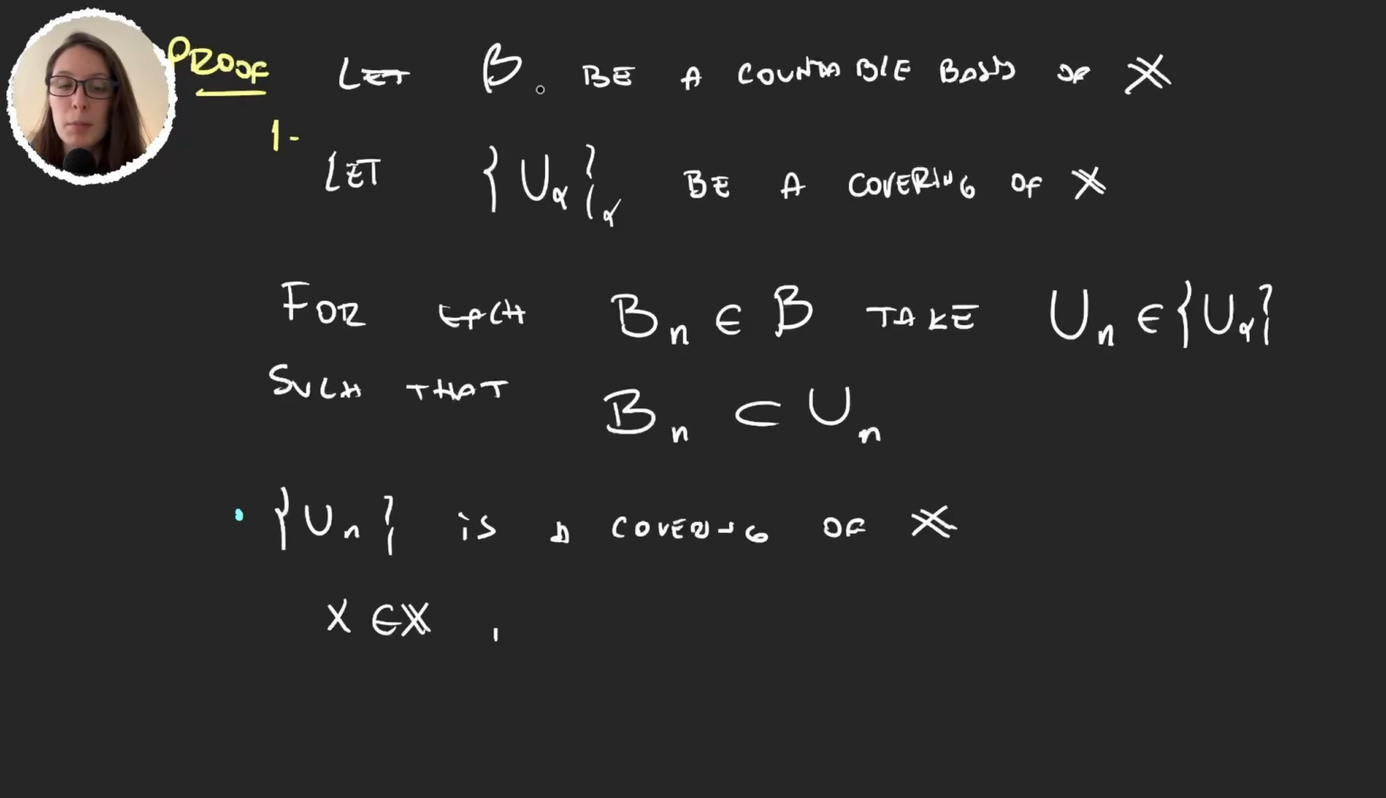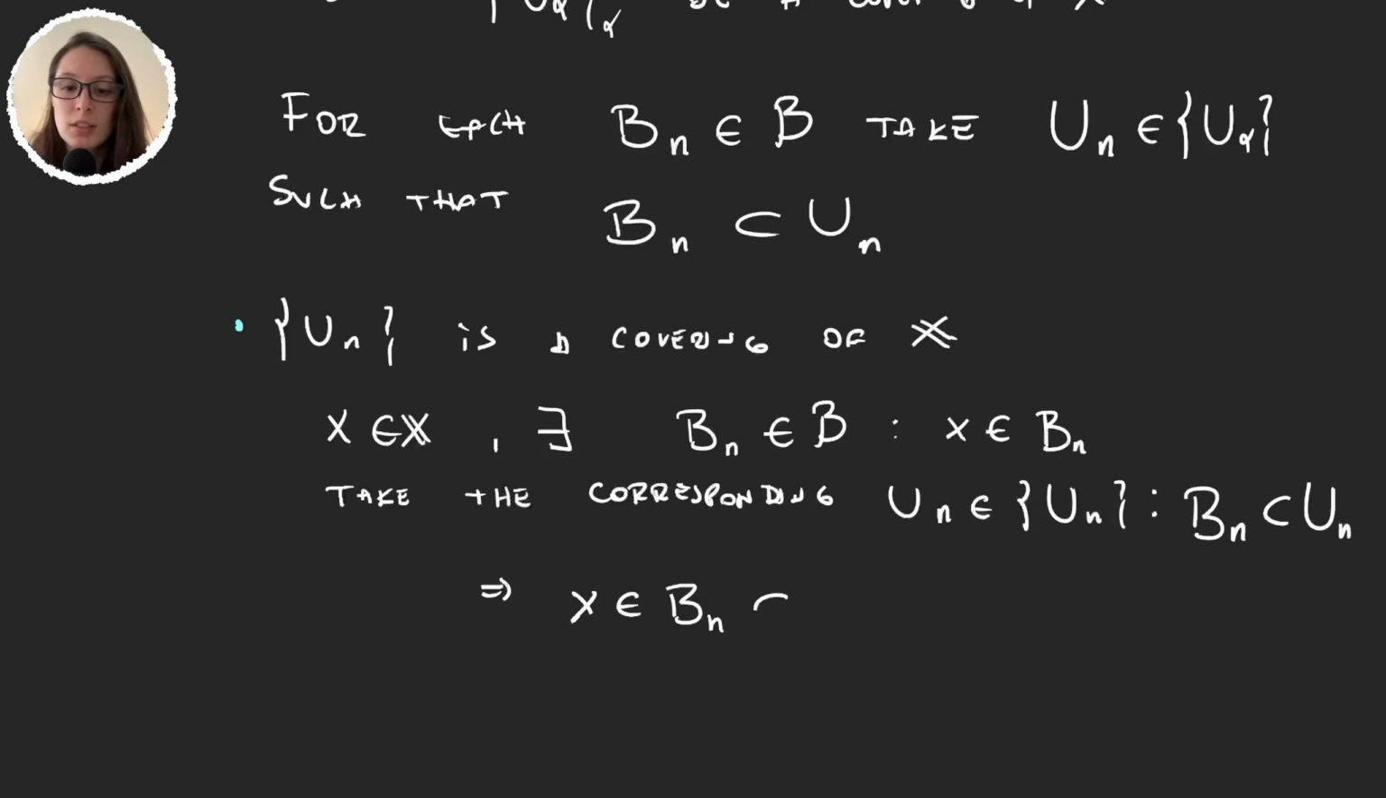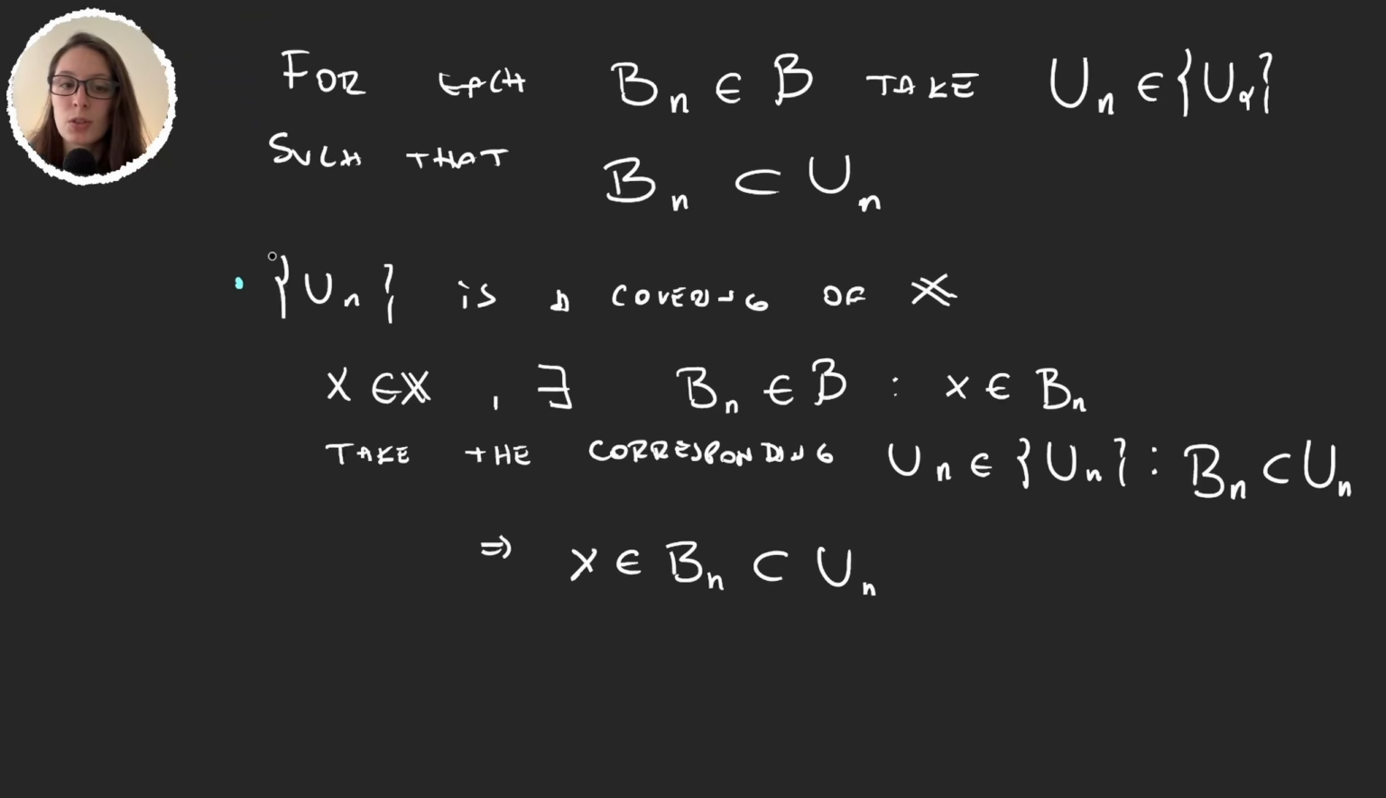So, given that B is a basis, we know that there exists B sub n, some element in the basis B, such that x is an element of B sub n. But now we can take, in the new sequence, U sub n such that B sub n is a subset of U sub n. But then what we have is that x is an element in B sub n, a subset of U sub n. And so this proves that the U sub n form a covering of X. But given that this basis was also countable, then this covering is also countable.